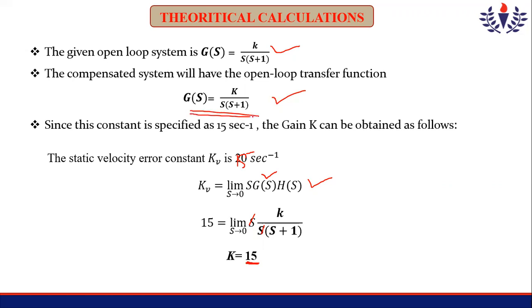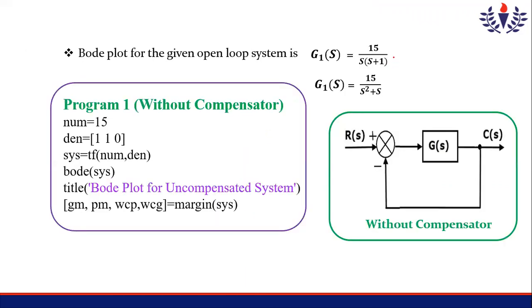Now for this open loop system, we need to draw the Bode plot and check the actual value of the phase margin. Coming to the open loop transfer function without the compensator, the numerator is 15. For the denominator coefficients, the highest power is s squared, with coefficient 1. The s power 1 coefficient is also 1, and we do not have any s power 0 term, so it is 0. This is the numerator and denominator.